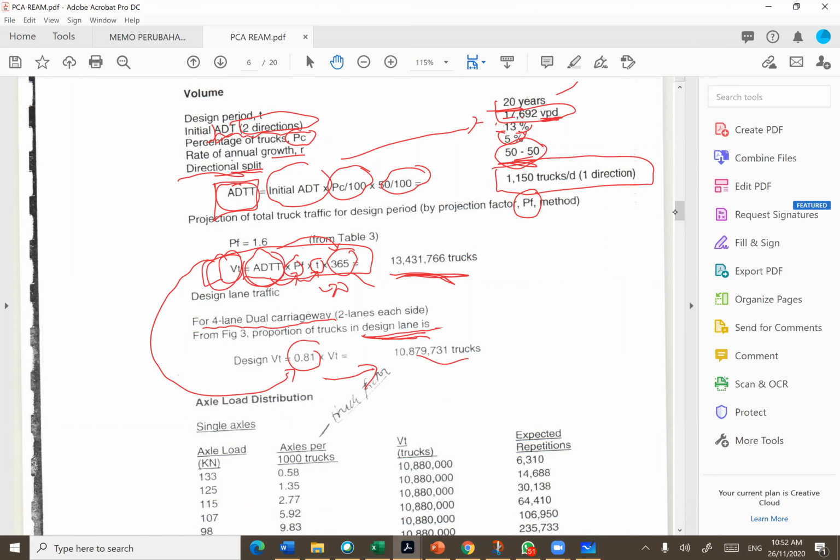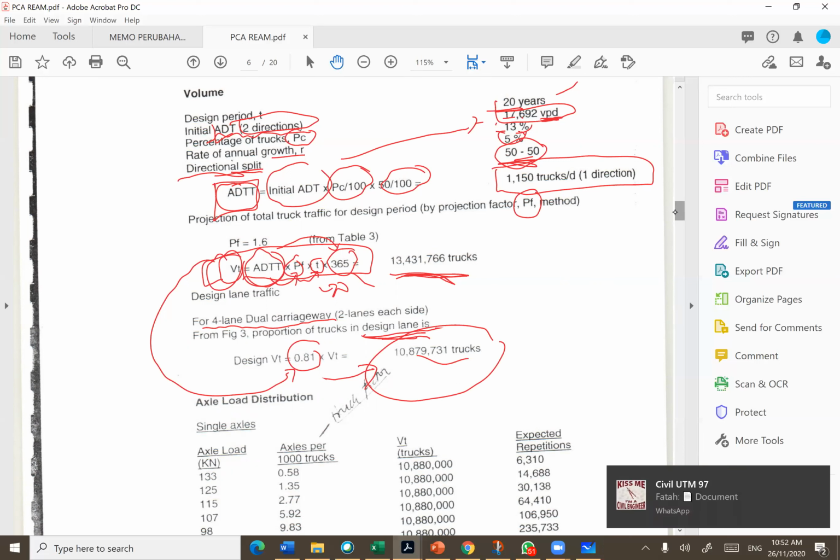trucks traveling for the next 20 years per lane. Per lane, per direction. For one design lane. Okay, alright. So, Doctor? Yes, Zaid.